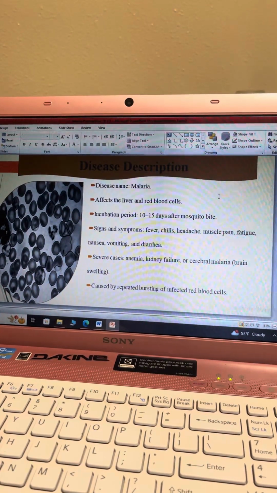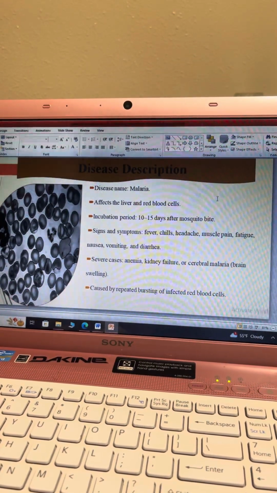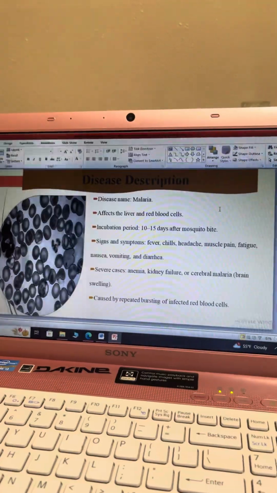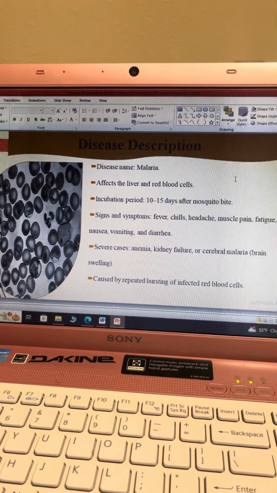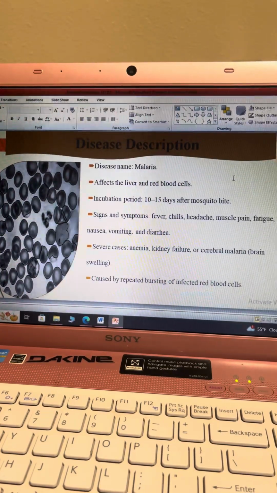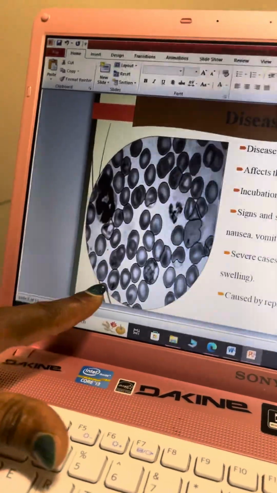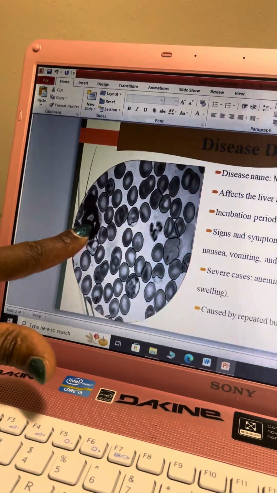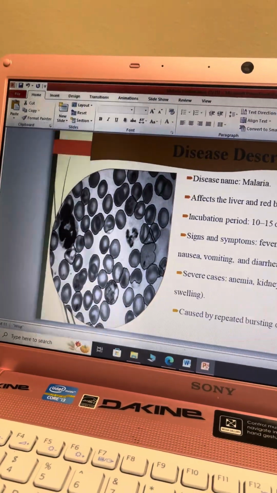This is brain swelling. It is caused by repeated bursting of infected red blood cells. On my left, I have a picture showing the red blood cells. We can see the ones that are bursting, which spread the germs in the body.